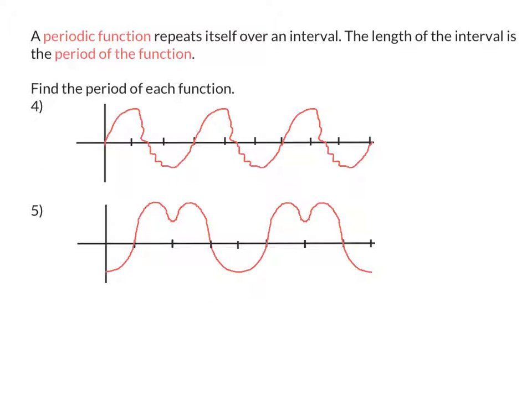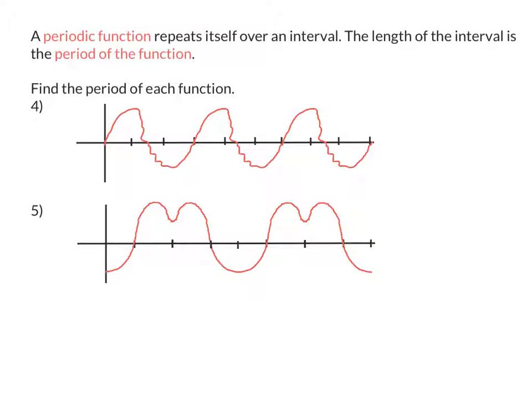On this slide I have the definition for what it means for a function to be periodic, and it starts to repeat itself over a specific interval. And the length of the interval in question is called the period of the function. So in numbers 4 and 5 you were asked to figure out what is the period for each of these functions.